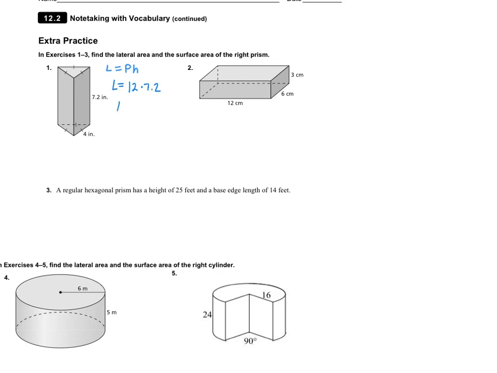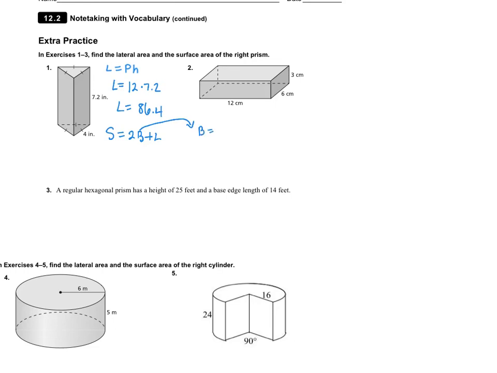Okay, so when I put this in the calculator, my lateral area is 86.4. It's exactly 86.4. Okay, now my surface area is 2 times the base plus the lateral area. Now let's first look at the 2b, the base.